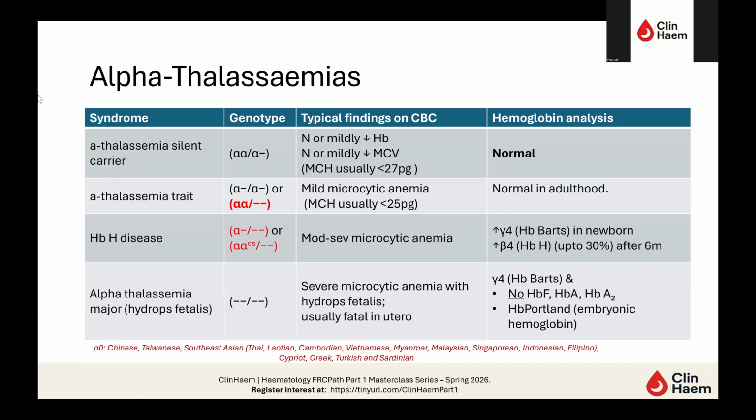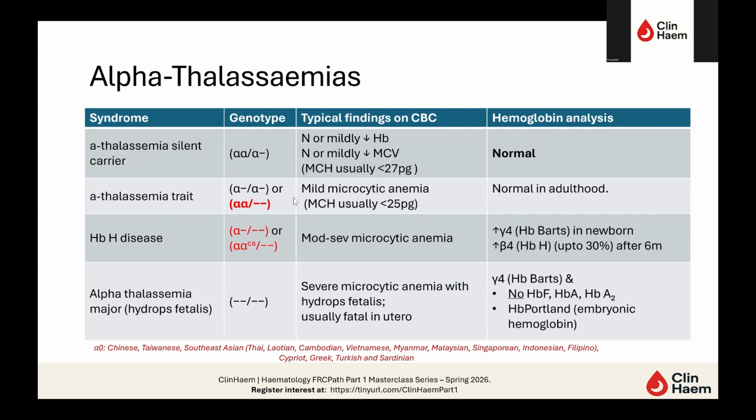Now, what do you see in a silent carrier? Just one gene is mutated, and this is very, very common in the world. A good way to find out is the FBC. Hemoglobin and MCV might be normal, to be honest, but the MCH usually is a bit low, and that's what we use to screen for in our screening programs. The hemoglobin analysis would be normal: the hemoglobin electrophoresis, hemoglobin HPLC, or capillary electrophoresis would be normal.